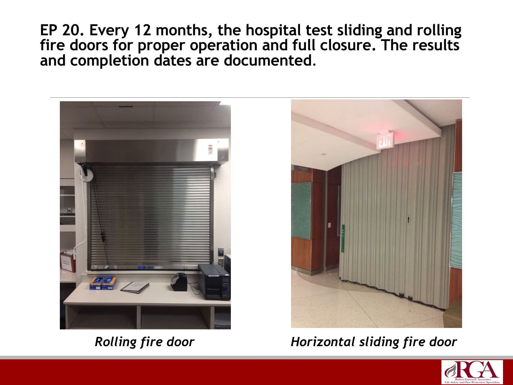EP20, every 12 months, the hospital tests sliding and rolling fire doors for proper operation and full closure. The results and completion dates are documented. So here you have rolling fire doors and horizontal sliding fire doors. So your rolling fire doors, your fire shutters, commonly you're going to see those in kitchens, in pharmacies, your frozen lab. What are some other areas? I know I'm missing one area. Your labs. But you're going to see them throughout. Your pharmacies and your labs are primarily going to have them.